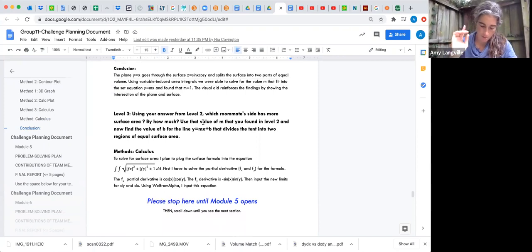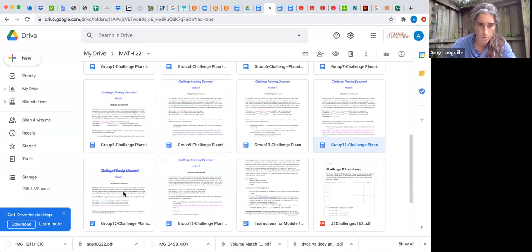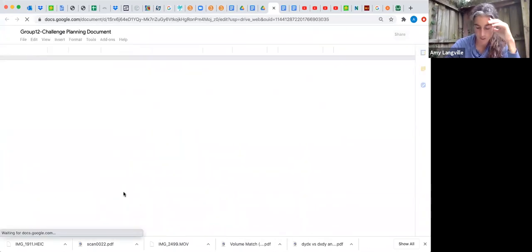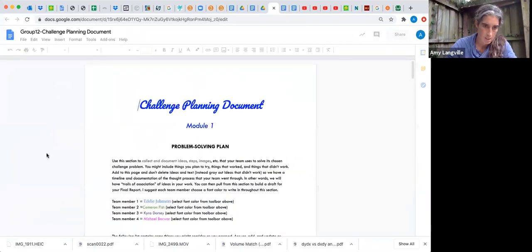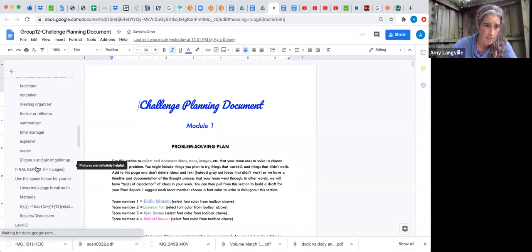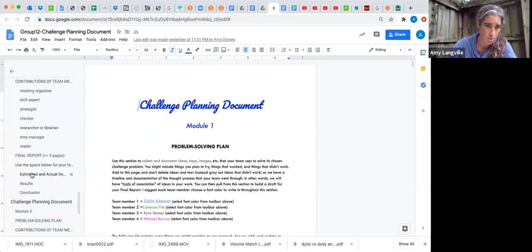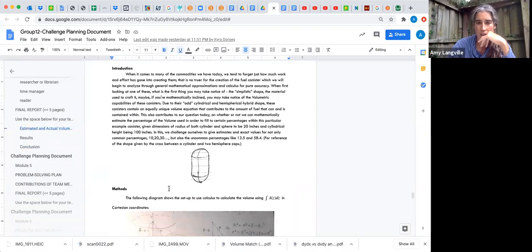And then the last one, the only team, kudos for trying this one, because I do think this one is a little bit of a doozy. The fuel tank problem. So this was group 12. This is Eddie, Michael, Cameron, and Kyra. And the fuel tank problem had some subtleties. Maybe at first when you read it, you might have thought this is doable. Once you got into it, you realized it was a little trickier.